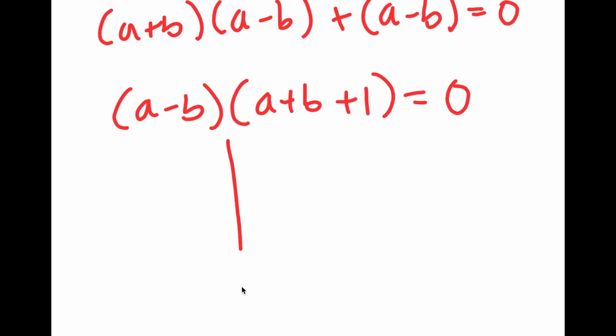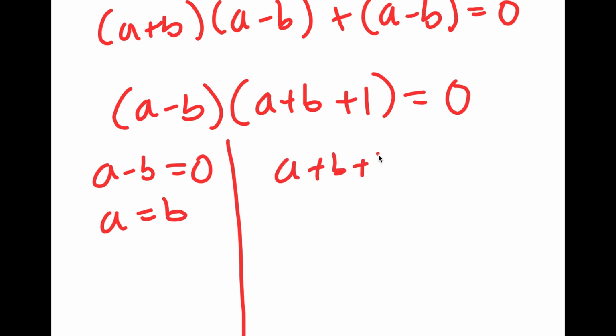So now this gives me two equations. I get a minus b is equal to 0, and this means that a is equal to b, and I get a plus b plus 1 is equal to 0. And this means that a is equal to negative b minus 1.